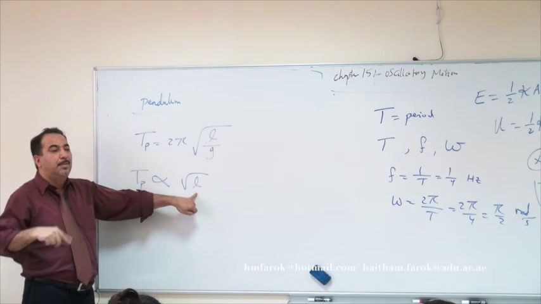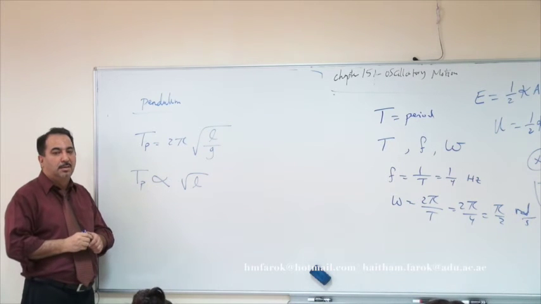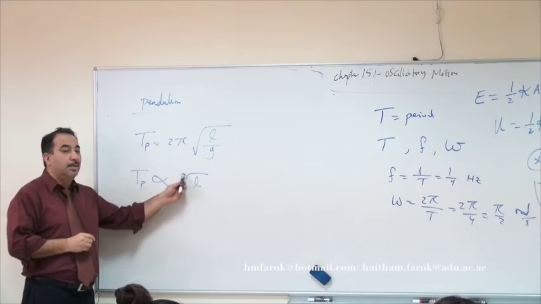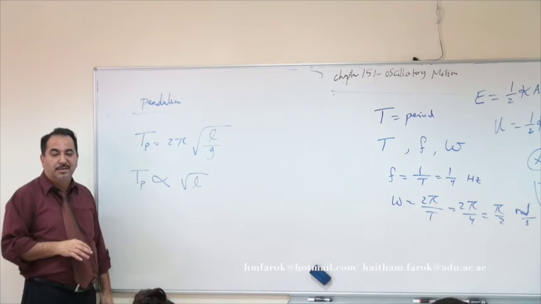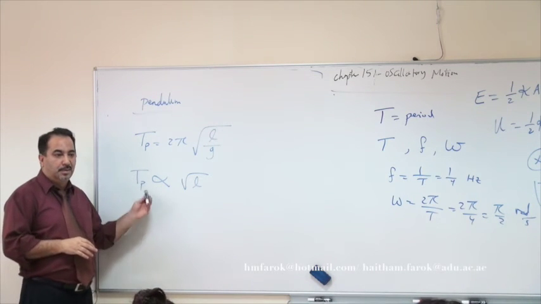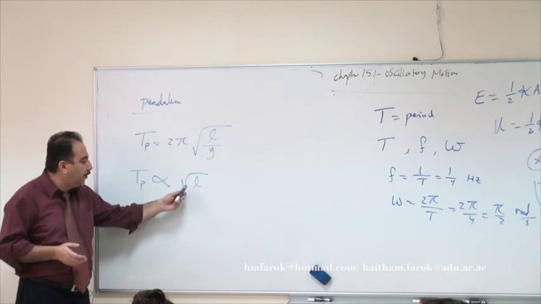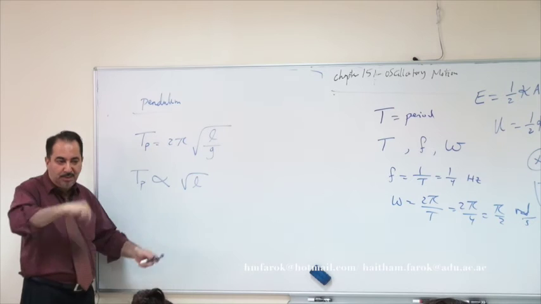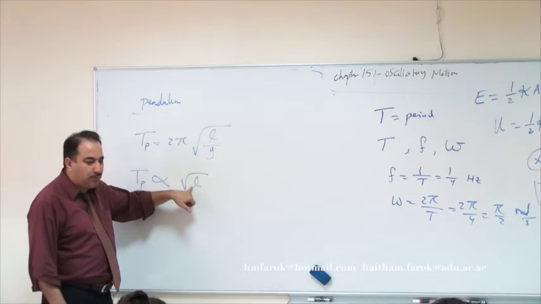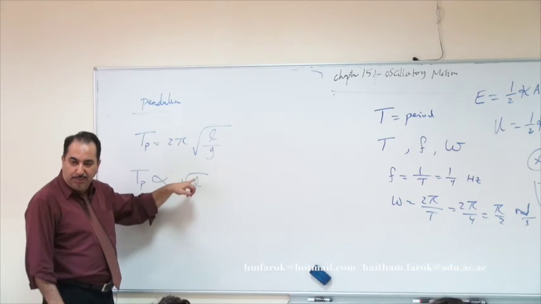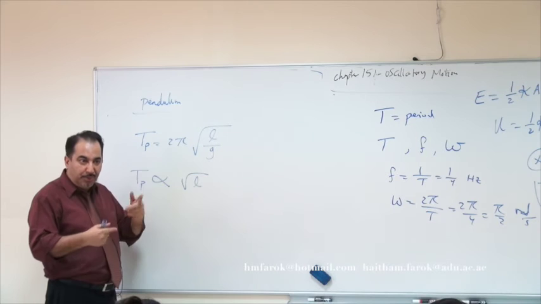So when L doubles, what happens to the period? Root of 2. When L is half, the period, 1 over root of 2. You have a root. Anything you put inside, you'll have the root of it, yes? So if I double L, it means 2L, yes? Which means root of 2 times root of L, yeah?